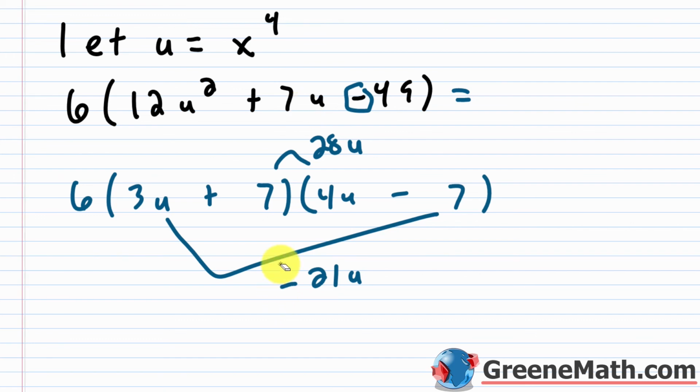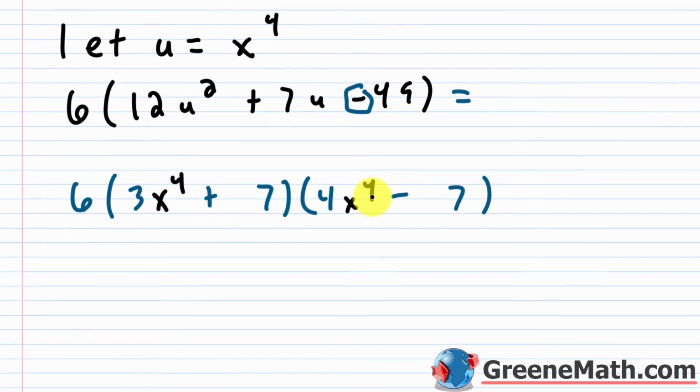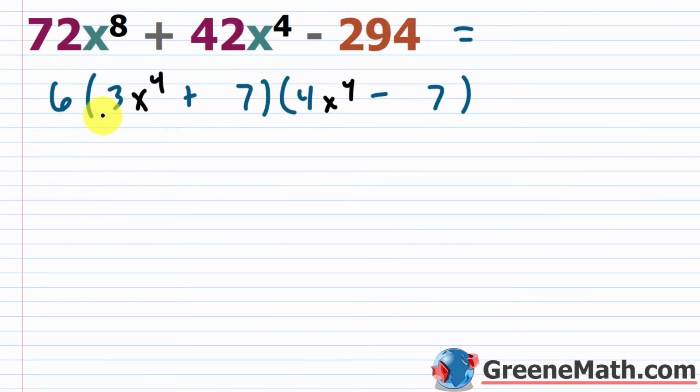Okay, so now all I need to do is back substitute. So again, u is equal to x to the fourth power. So just take everywhere there's a u and put in x to the fourth power, and you're basically done. And so we have 6 times the quantity 3x to the fourth power plus 7 times the quantity 4x to the fourth power minus 7.